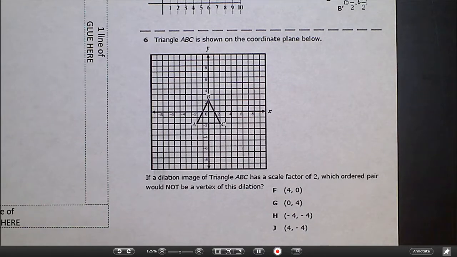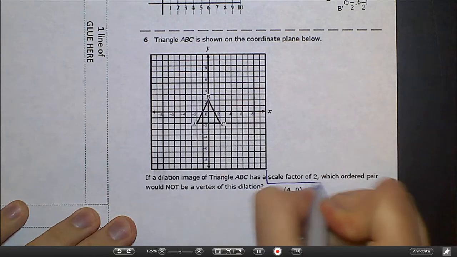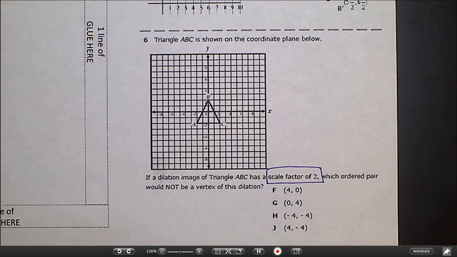Number 6 says, triangle ABC is shown on the coordinate plane below. And we have ABC there. If a dilation image of triangle ABC has a scale factor of 2, which ordered pair would not be a vertex of this dilation? Well, first we have to figure out which ones would be a vertex of that dilation. So let's look and see. We need to actually graph the dilation on the coordinate plane here.